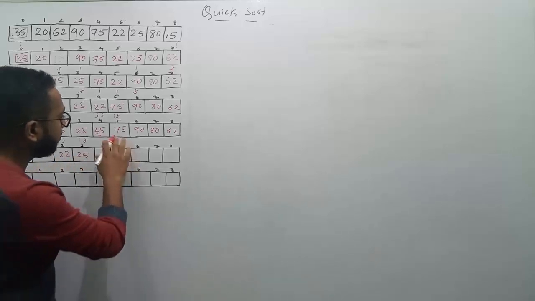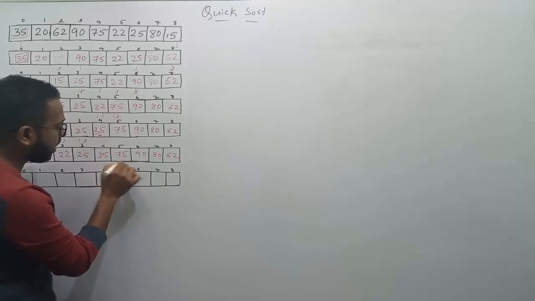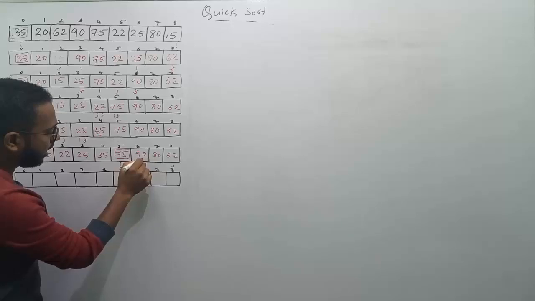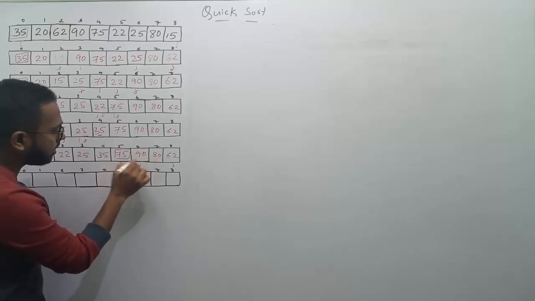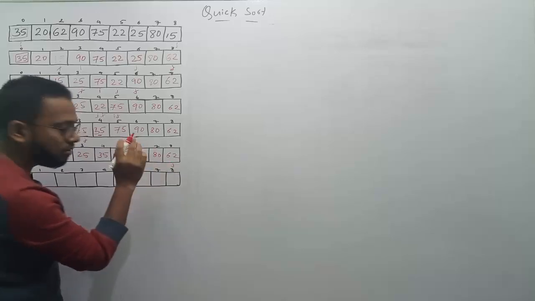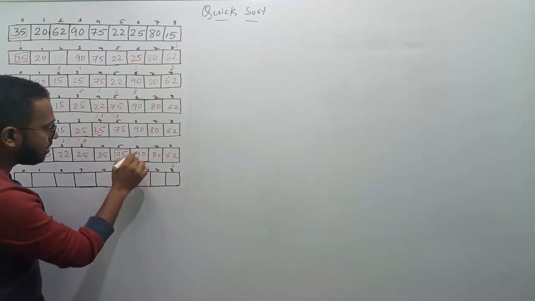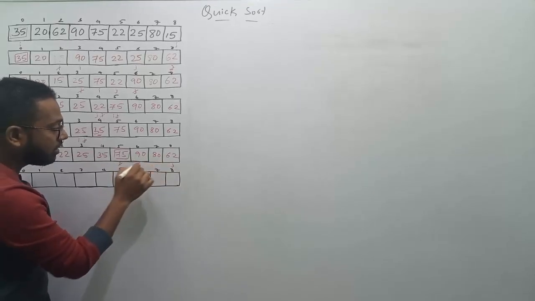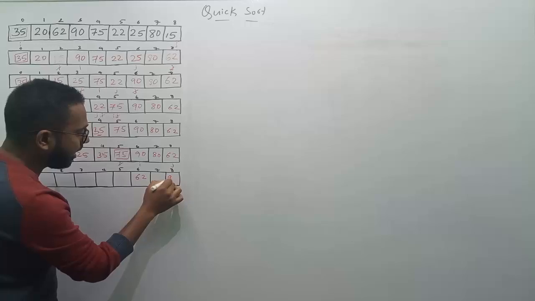Now we need to apply the same thing on the right side. We will mark this as i and this as j. I will assume this as pivot. So 90 is greater than pivot, so I will mark this as i, and 62 is lesser than pivot, so I will mark it as j. Now since i is less than j, we need to swap i with j. So 62 will come here and 90 will come here.